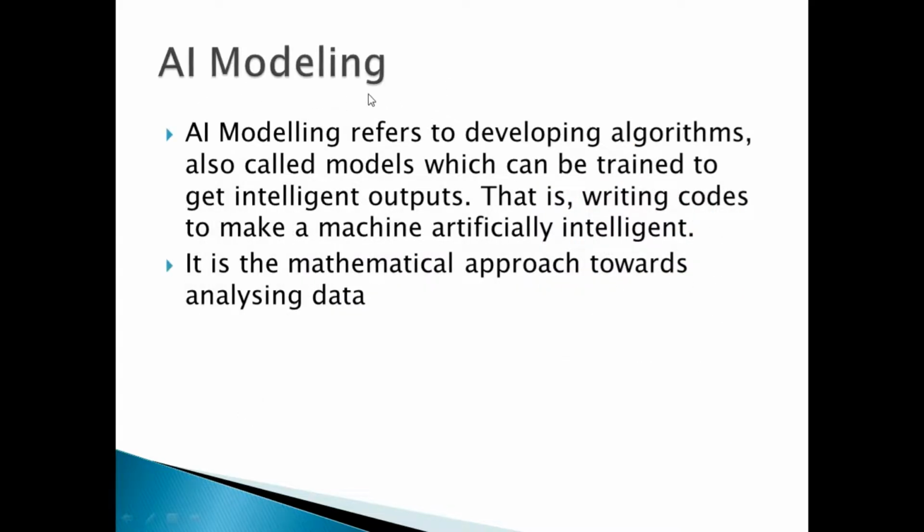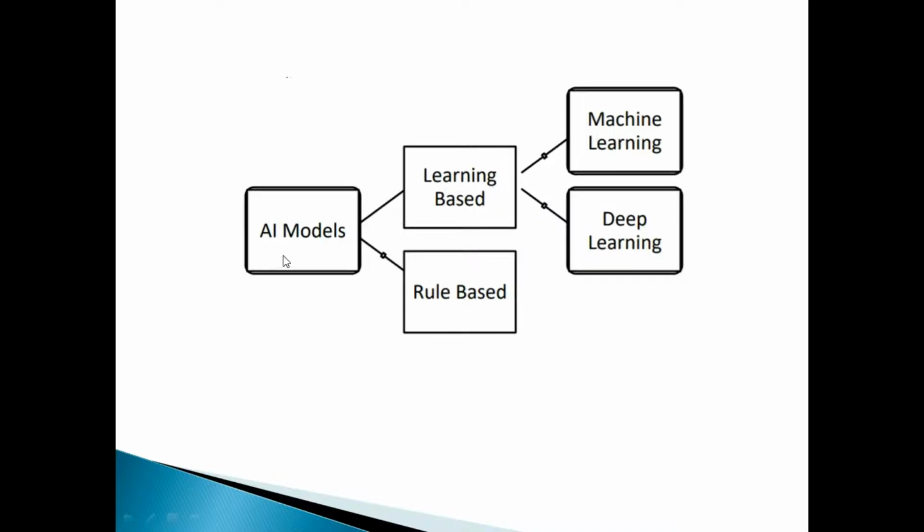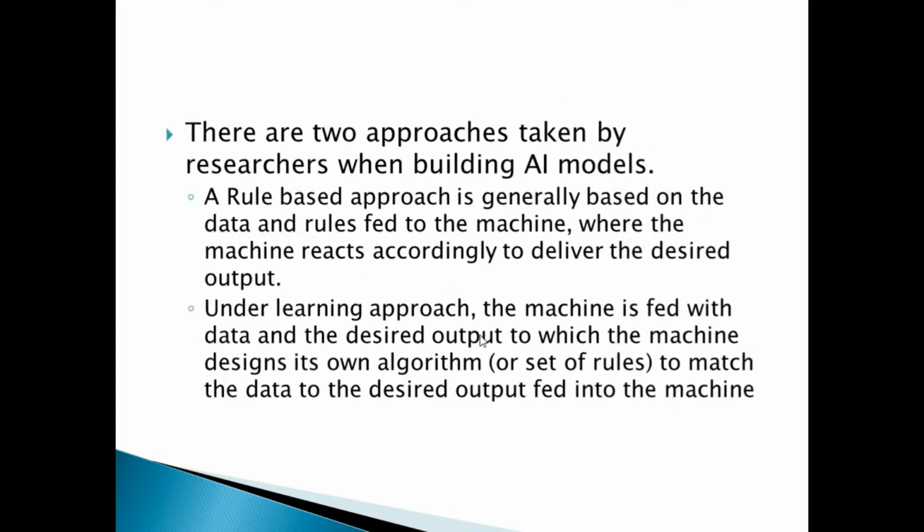Now, what is artificial intelligence modeling? Artificial intelligence modeling means we develop certain algorithms, that is, I get some models which are trained, that is, I pass in the training data to them, and after that, the machine gives me the output. Now, the AI models can be either rule based or learning based. So what happens in the rule based approach? In the rule based approach, the rules are already fed to the machine.